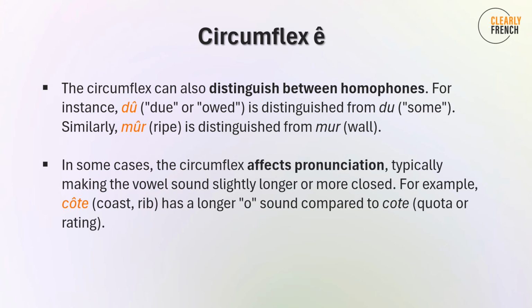In some cases, the circumflex affects pronunciation, typically making the vowel sound slightly longer and more closed. For instance, côte, which is the coast, or rib, has a longer O, a more closed O sound compared to cote, which is quota or rating.